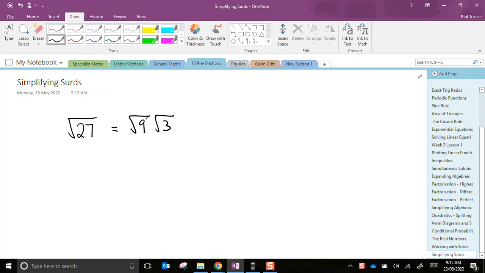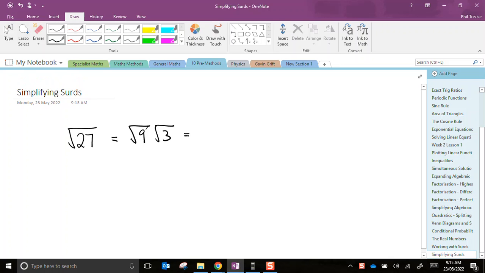This time we're thinking of factors of 27. 9 and 3 are factors. Now, square root 9, that's a perfect square. Square root of 9 is 3, and I would still have root 3. So square root 27 is a surd, but it could be simplified and written as 3 times the square root of 3. That's good. Let's try another one.